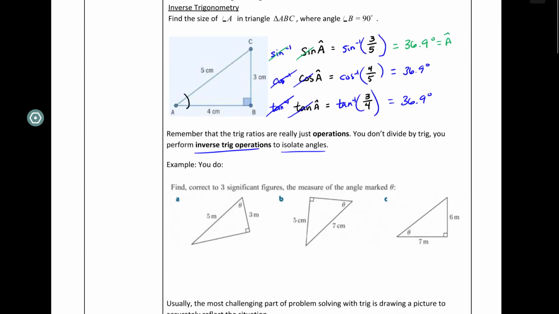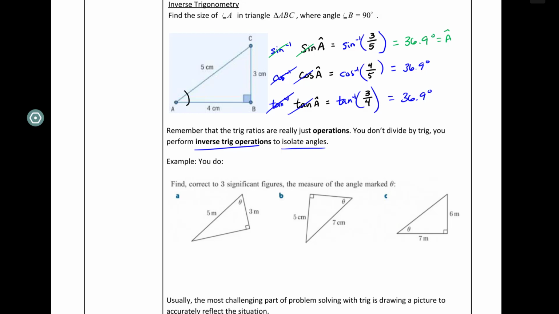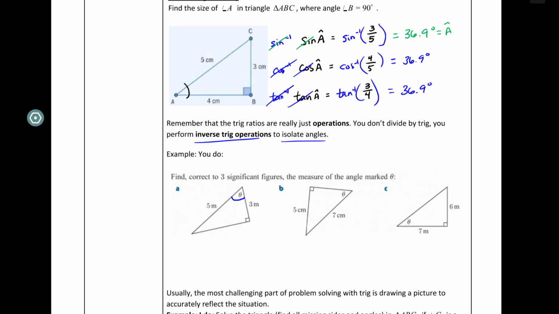Now, for these next few problems, I would like for you to apply what you've learned, and choose the right trig ratio based on the sides you have for the reference angle that you need to find.